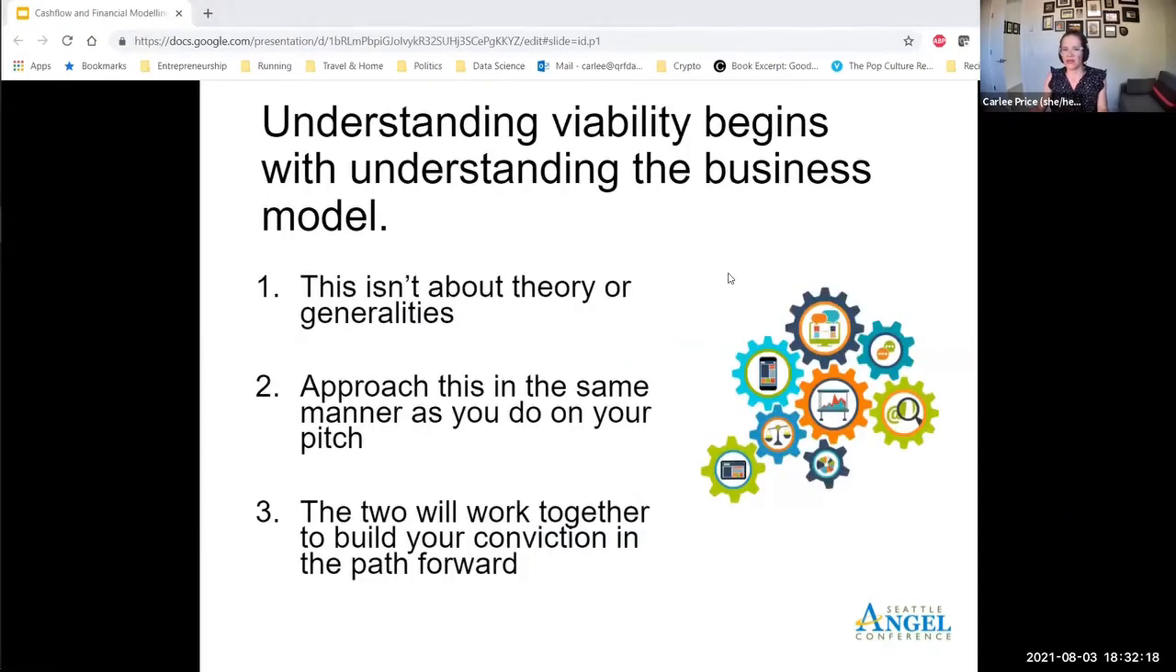So viability begins with understanding the business model. It's not about theory. It's not about generalities. You need to approach this in the same manner as you do your pitch. So build it with the same endpoint in mind and with the same attention for detail. And then ultimately the two will work together to build your conviction in the path forward.